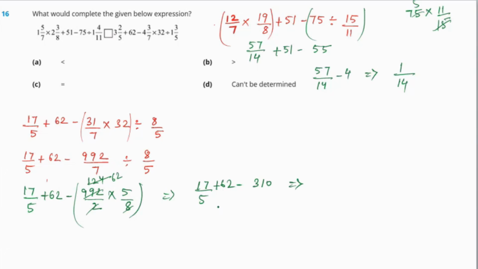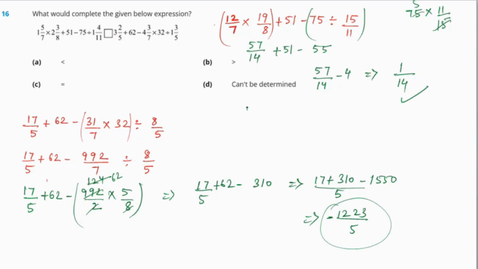Now we need to solve the entire thing, and after solving the entire thing, 5 we can take as LCM. 17 plus 5 times 62, if we do that, we are getting 310, and minus this 310 times 5, that gives us 1550. Okay, so when we solve it further, 1550 minus 310 we need to do, and we will be getting 1240, and 1240 minus 17, we are going to get 1223 by 5, and that is in a negative, and this one is in a positive.